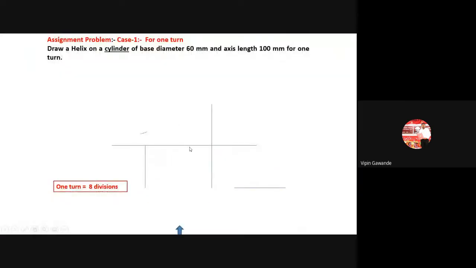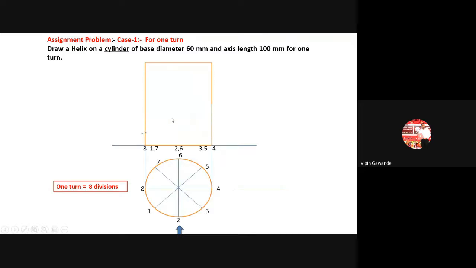So here you see this one. Just a revision of the helix we have drawn. We have divided the circle into 8 parts by taking a 45-degree angle. 1, 2, 3, 4, 5, 6, 7, 8. The front view of the cylinder is a rectangle. So we have transferred the 8 points here. This is 1, 7. This is 2, 6. This is 3, 5, and this one is 4.